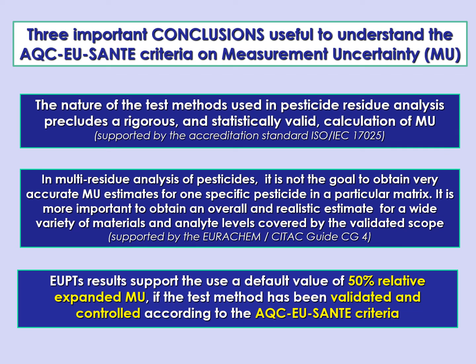Let us conclude by recalling the premises with which we have introduced the first part of this tutorial and emphasizing that the EUPT results support the use of a default value of 50% relative expanded uncertainty if the test method has been validated and has been controlled according to the AQC DG-SANTE criteria.